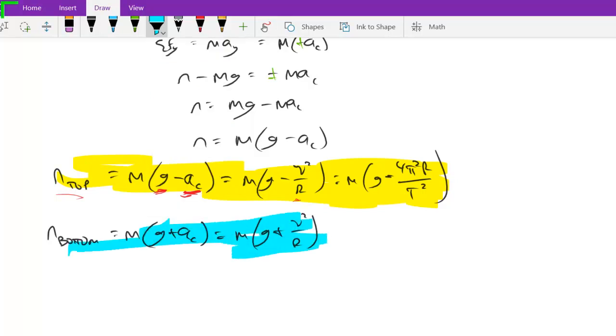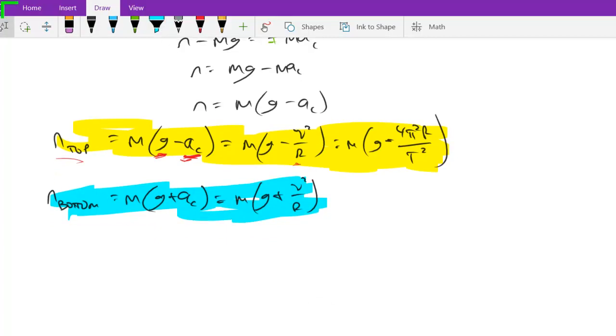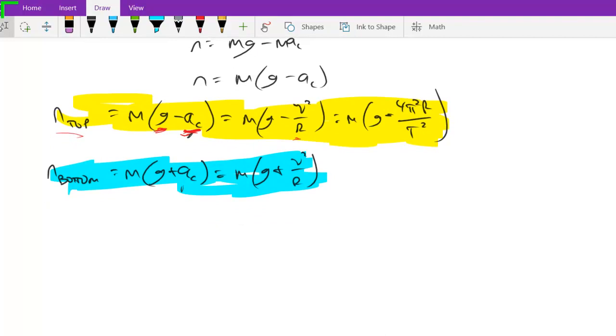So we can see that if we were going fast enough such that the centripetal acceleration were 9.8, we'd feel weightless at the top, and the normal force at the bottom would be mg plus g, so we'd feel twice as heavy at the bottom if the centripetal acceleration were equal to g. This is why we feel heavier at the bottom and lighter at the top. It needs to be a fairly fast Ferris wheel to really notice this a whole lot, but this is what we have.